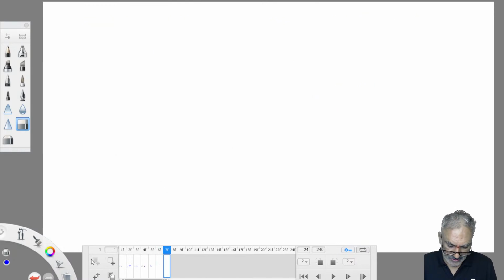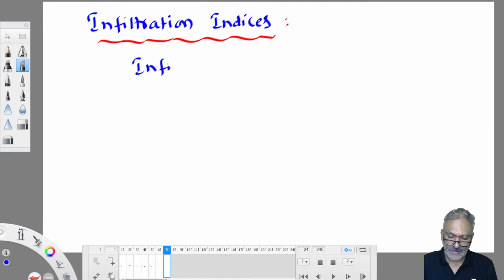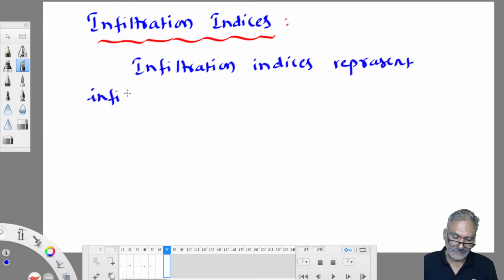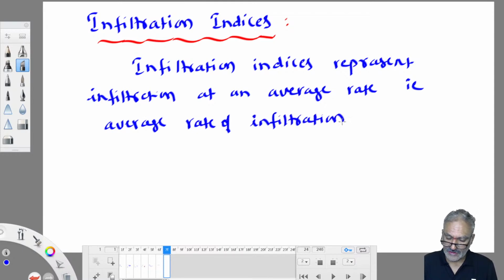So the next topic, a very important topic, is also infiltration indices. Infiltration indices represent infiltration at an average rate, that is, the average rate of infiltration. But here also two indices are there. You should be careful regarding using them.